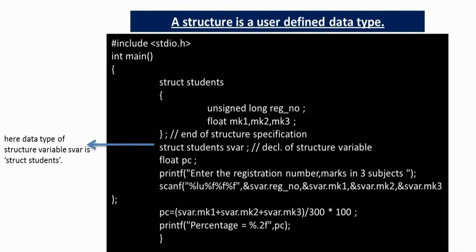Structures are user-defined data types. What does it mean? See, in this example, I have given the structure specification struct students. As you know, struct is the keyword. Students happens to be your structure tag. These are the members, registration number and MK1, MK2, etc. Afterwards, I have declared a structure variable by using this syntax which you are already aware of, struct students svar. If somebody asks me what is the data type of this structure variable svar, I would say struct students. Hence we say that structures are user-defined data types.